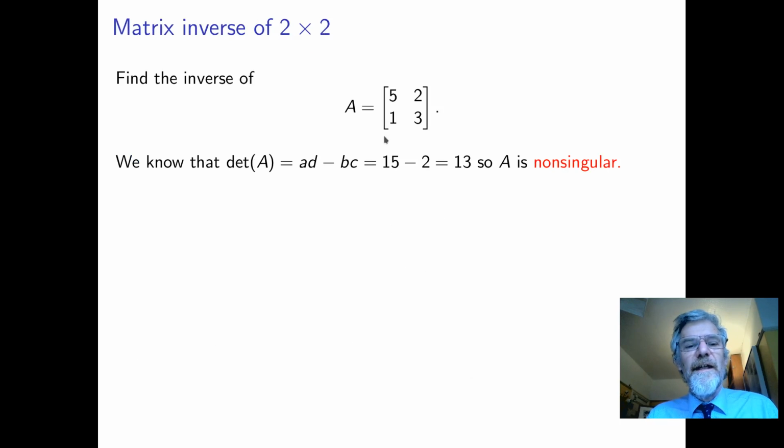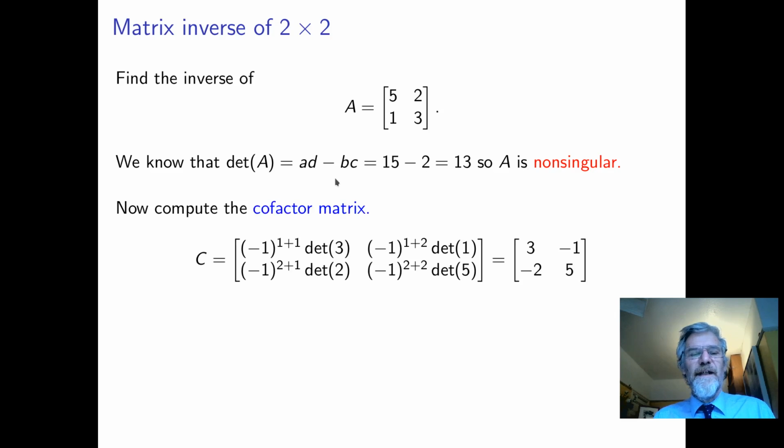Okay, so for the 2 by 2 matrix, we already know that the inverse involves AD minus BC. And actually, you could have just worked that out by hand by giving names to the elements of the inverse, working it out and seeing what they have to be. But the determinant is AD minus BC, and so the matrix is non-singular.